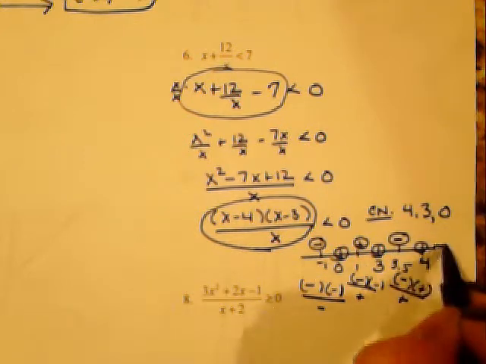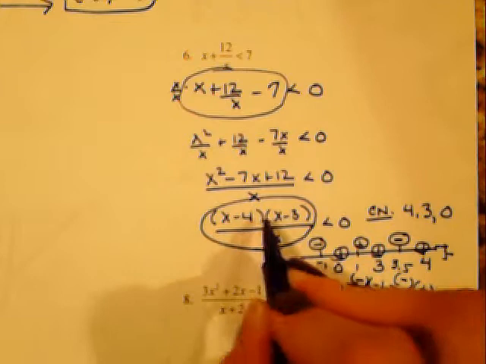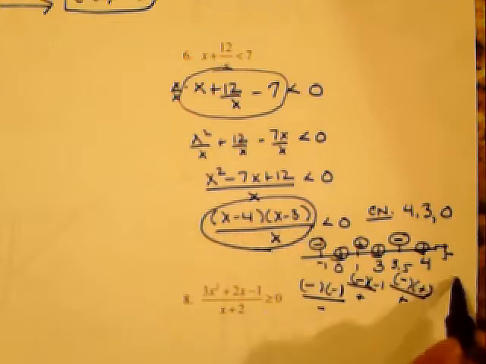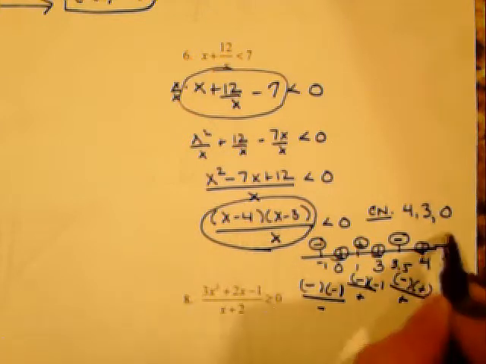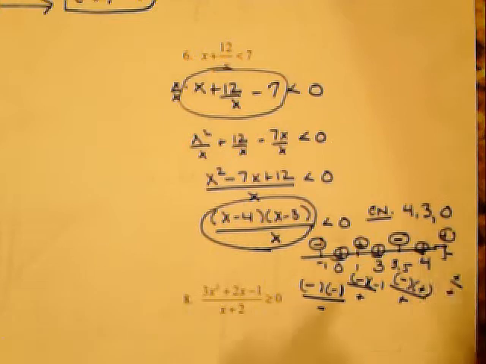Pick a number greater than 4, so I'll choose 5. 5 minus 4 is positive. 5 minus 3 is a positive number. So the numerator is positive, over 5, which is positive. So this is positive. My solutions are going to occur when we're less than 0, so I'm looking for negative.